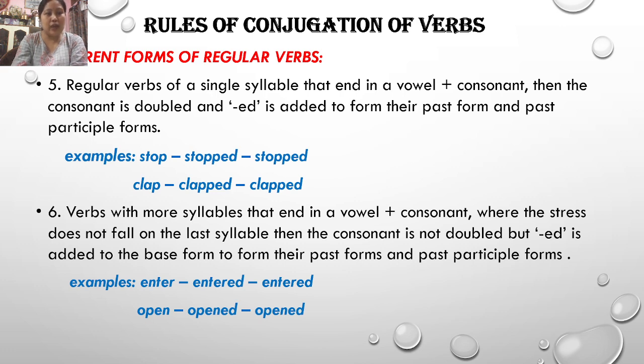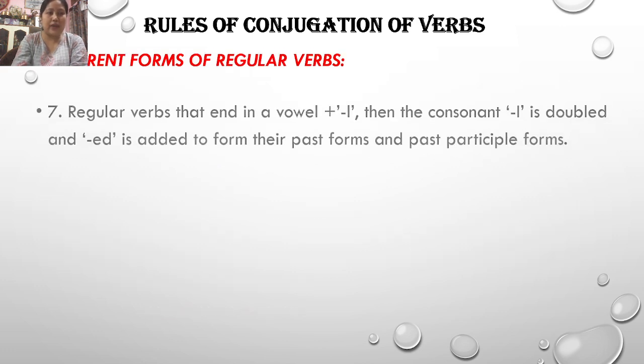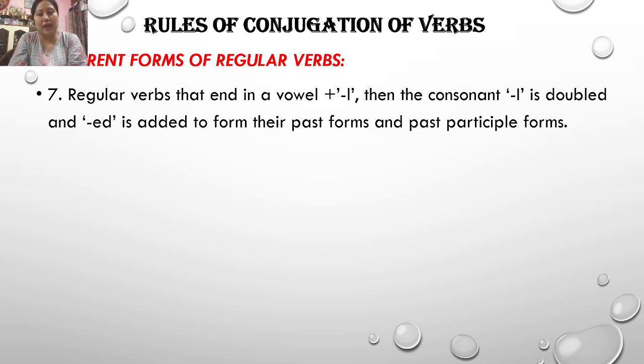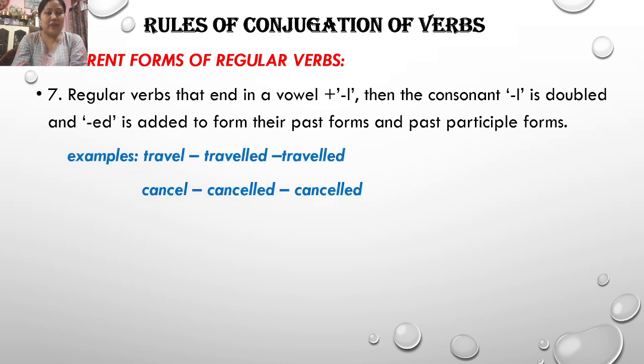Next, we move on to another form of regular verb. Here we find the regular verbs that end in a vowel plus suffix L. The consonant L is doubled and ed is added to form the past form and the past participle form. See the examples on the screen. The word travel has a vowel and a consonant, none but L, as its last two letters. So here the consonant is also doubled to form the past form and past participle form. Like cancel, travel, all of them form their past and past participle forms by doubling the last letter, the consonant L.